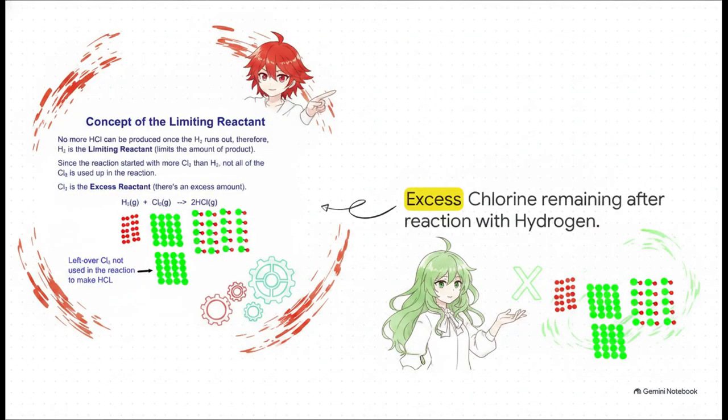Let's visualize this at the atomic level. Imagine a reaction between hydrogen gas and chlorine gas to produce hydrochloric acid. When the hydrogen molecules run out entirely, they govern the reaction. They're the limiting factor. And because they run out, those chlorine molecules are left completely stranded with literally nothing to react with. That leftover cluster, that is your excess reactant.